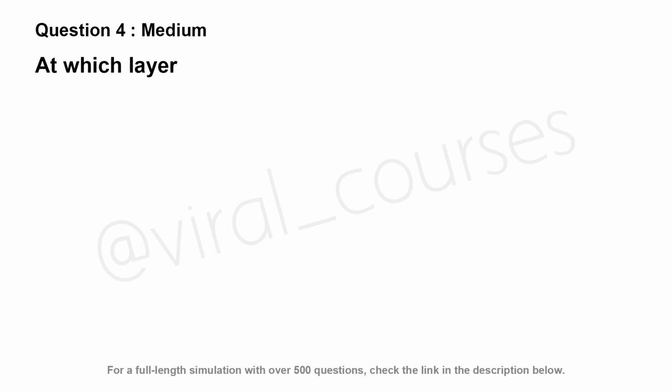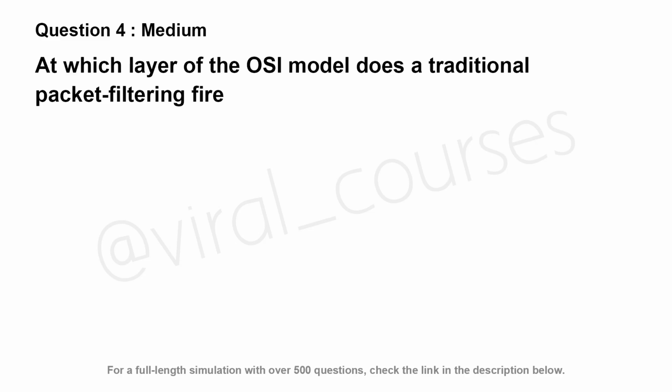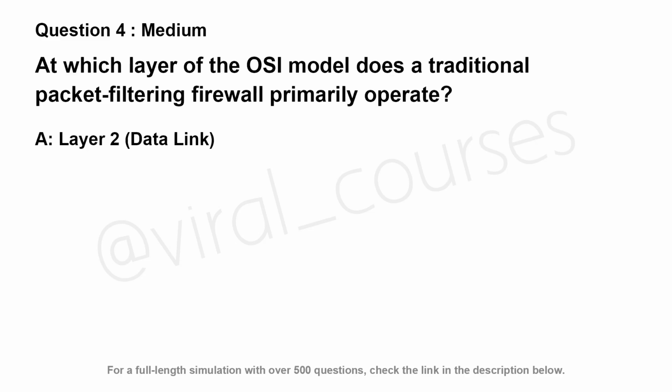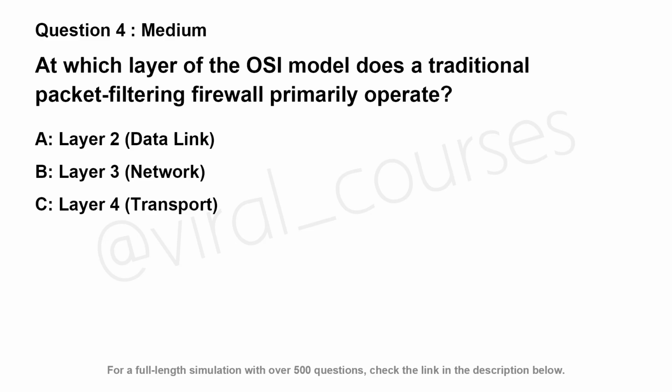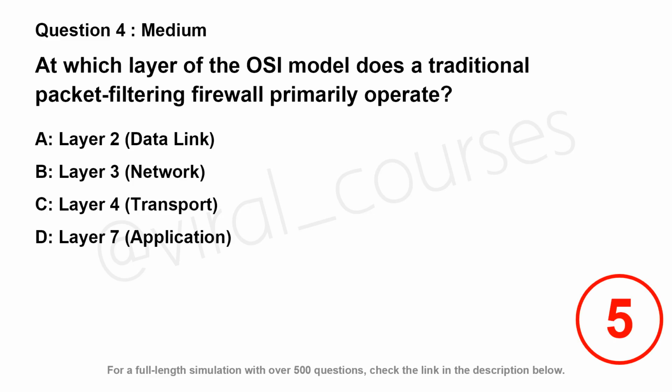At which layer of the OSI model does a traditional packet filtering firewall primarily operate? Option A, Layer 2, data link. Option B, Layer 3, network. Option C, Layer 4, transport. Option D, Layer 7, application.